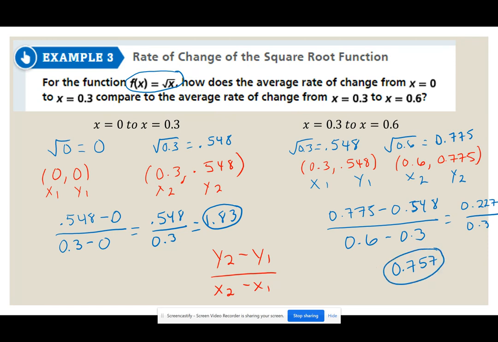All right, so now we have to compare the two numbers that we circled. So I have 1.83 on the left and 0.757 on the right. And we want to compare these so we can say the rate of change between 0 and 3/10 is greater than the rate of change between 3/10 and 6/10. Okay, so you can either write it as an inequality or you can write that in words.